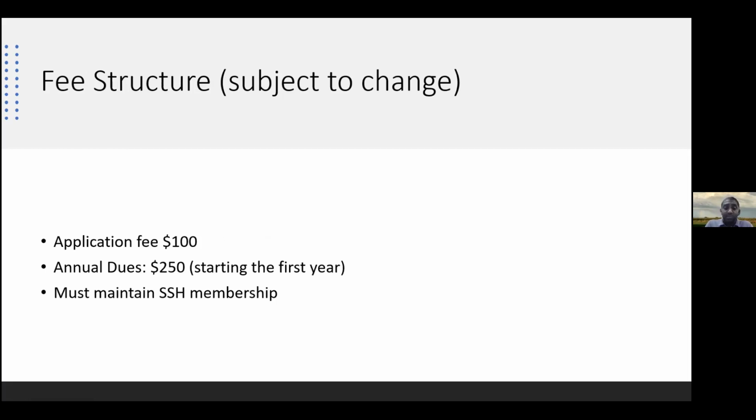There is a fee structure, as I mentioned early on. The application fee is $100. There are annual dues that you will be asked to pay. It's $250 starting in the first year. You are also required to maintain your SSH membership. That is on top of the annual dues. We try to do really well at making sure that both are due at the same time. But understand that there are 2 different dues that you'll have to pay on top of the application fee when you submit the application.